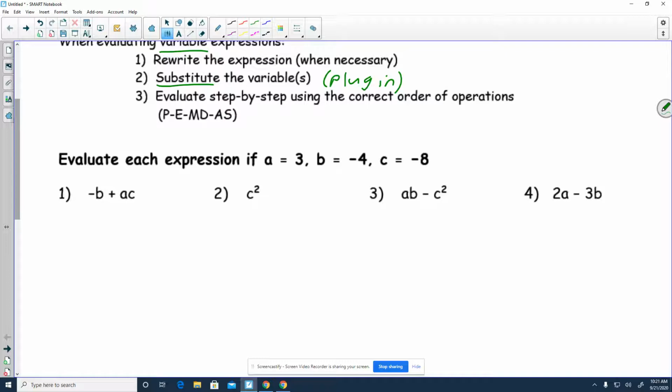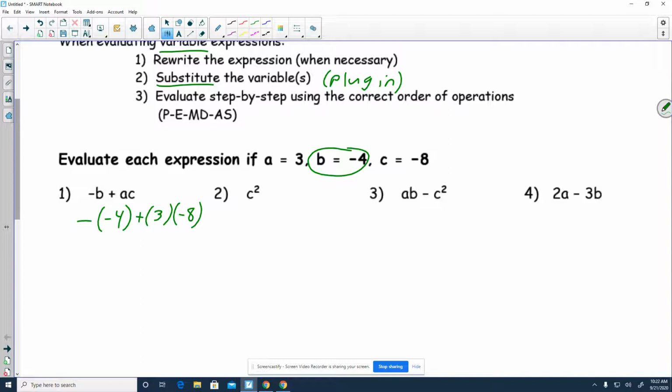So we have this expression, negative B plus AC. I'm going to plug in -4 for B. So now I have -4. Be careful, that's a double negative because our B is being negated. B is already negative. So we're going to have -4 plus A is 3 and C is -8.